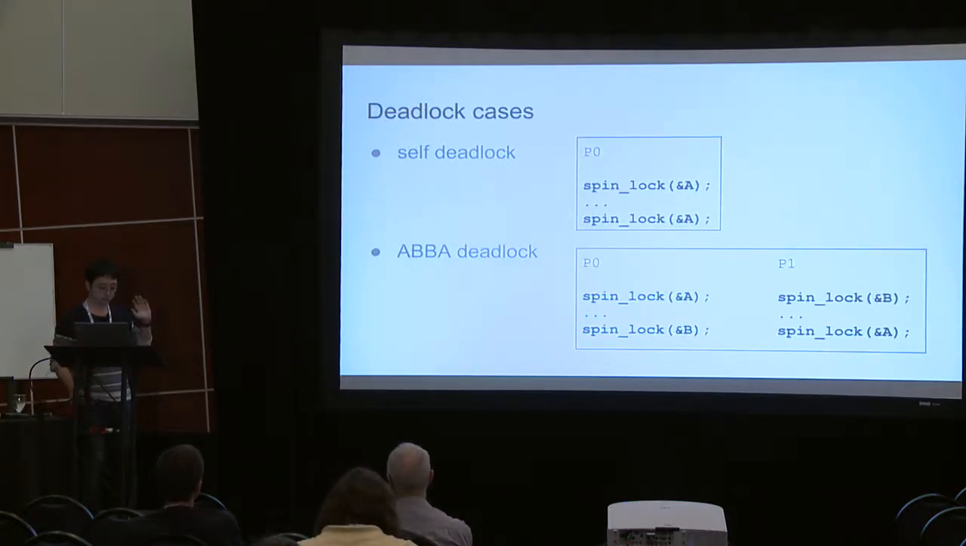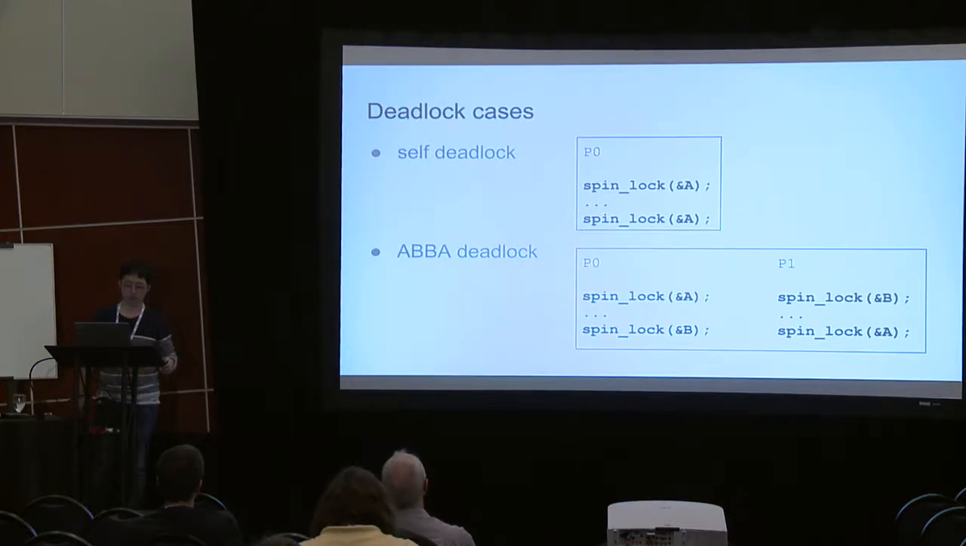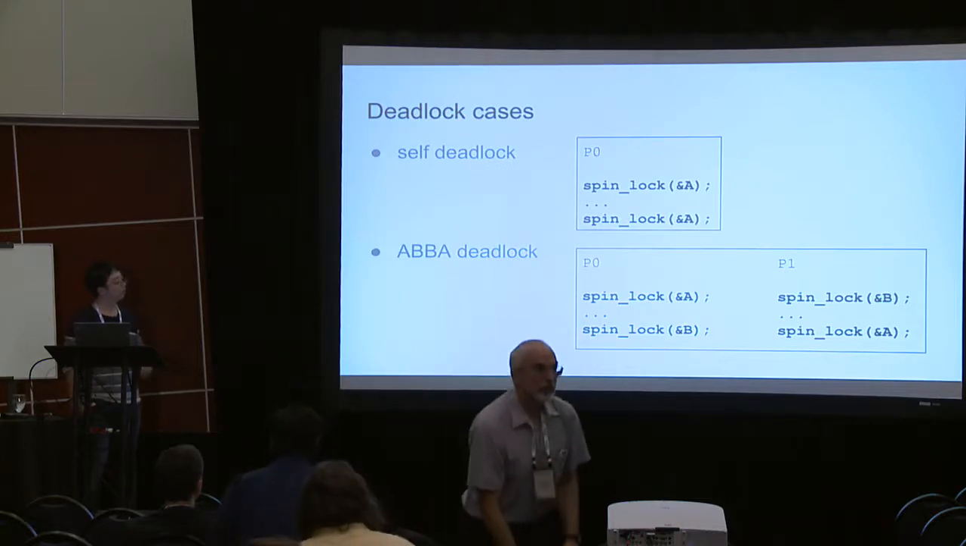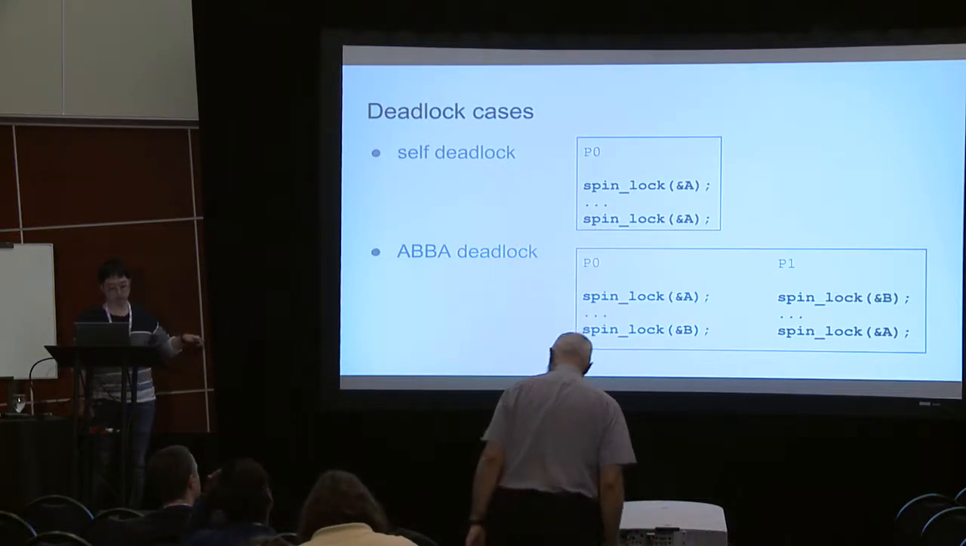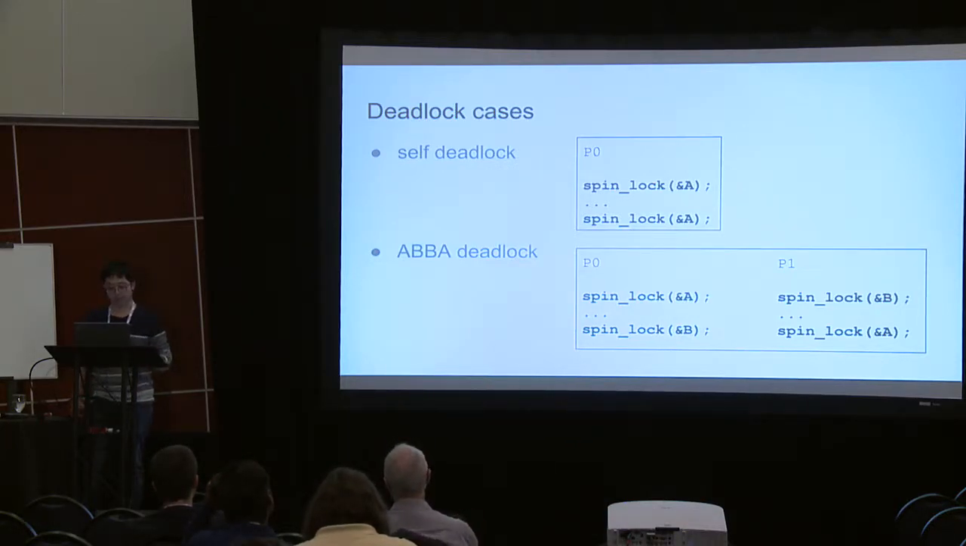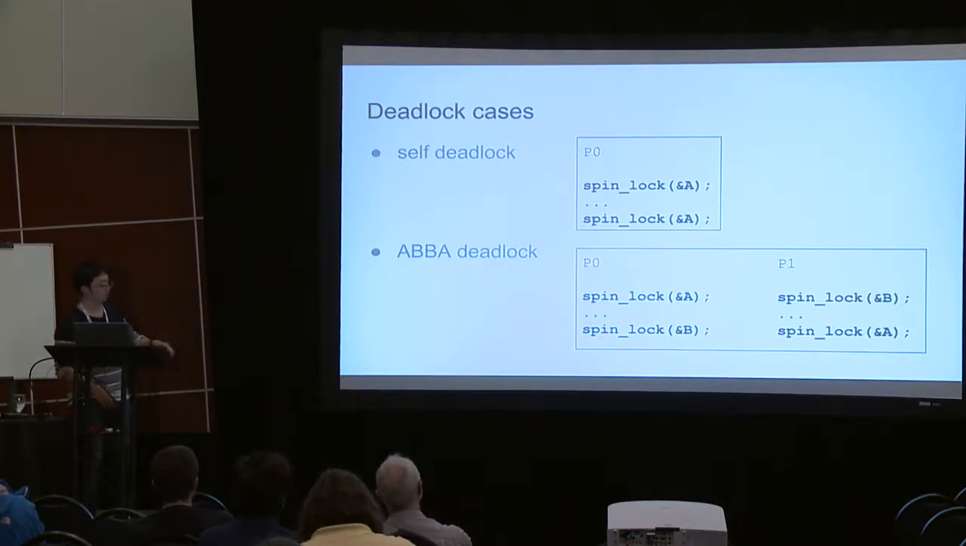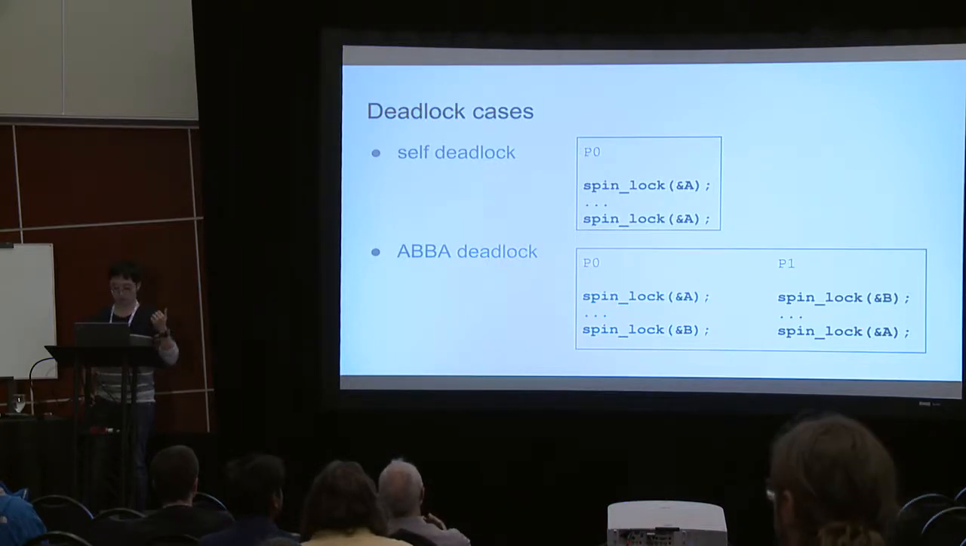OK, so the first thing is very easy. I assume you all already know that. There are two classic deadlock cases. The first one is the self deadlock, which means once P0 grabs lock A, if it tries to grab lock A again, it will self deadlock. The next problem is what we call ABBA deadlock: P0 has acquired lock A, and P1 has acquired lock B, and neither of them can make progress because they wait for each other and cannot get the resource.